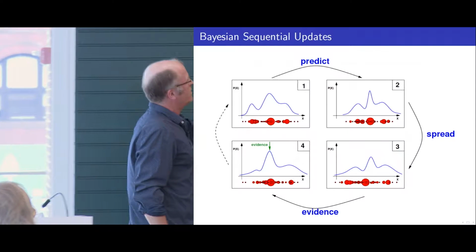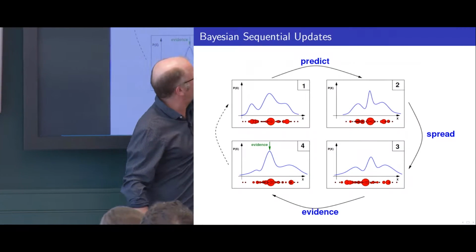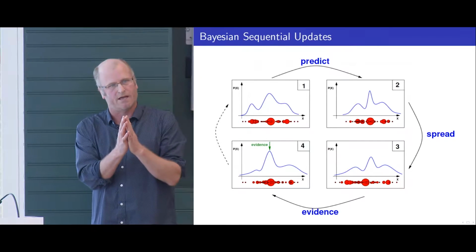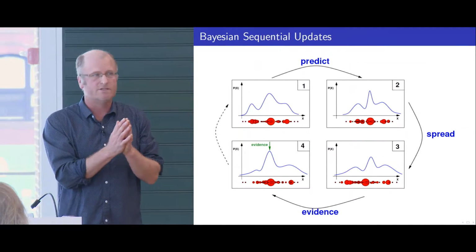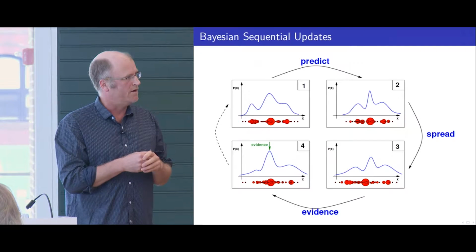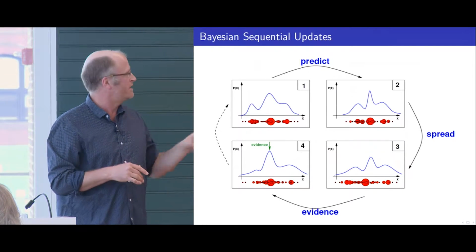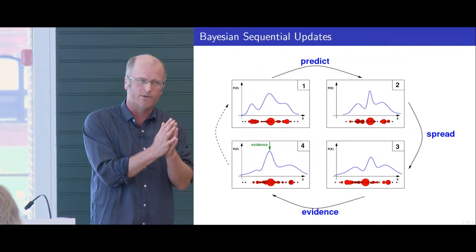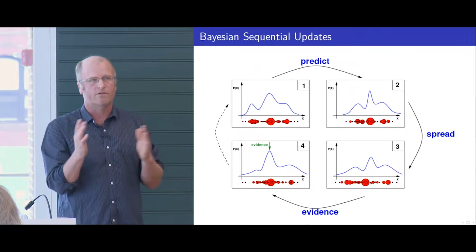OK, so here we are. We have our prior. We make our prediction. We spread things out a bit. And then we gather some evidence which shrinks it down. OK? So this is what Dave was talking about in his quantum physics analogy, this process of evidence being the thing that collapses these probability distributions down to one or the other.